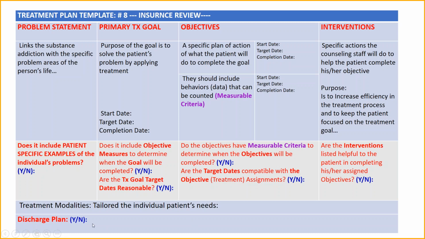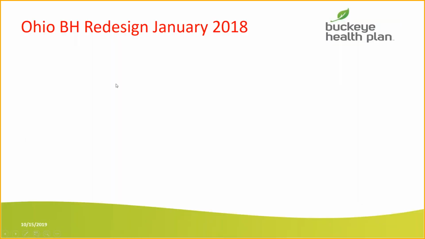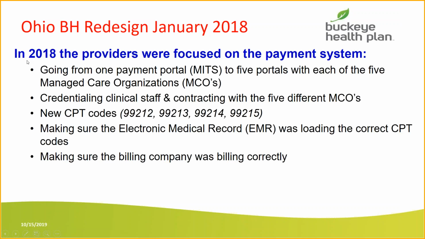And lastly, the discharge plan. Did you include a discharge plan? And so all of the treatment plans should have a discharge plan. And discharge planning, by the way, is implemented on the initial treatment plan. So there should be very little reason on why there is no discharge plan. All right, moving forward. Ohio Behavioral Health Redesign started January 2018.